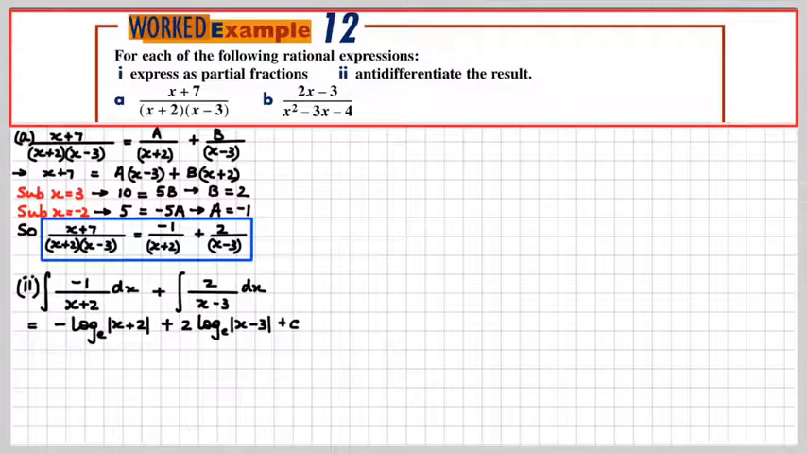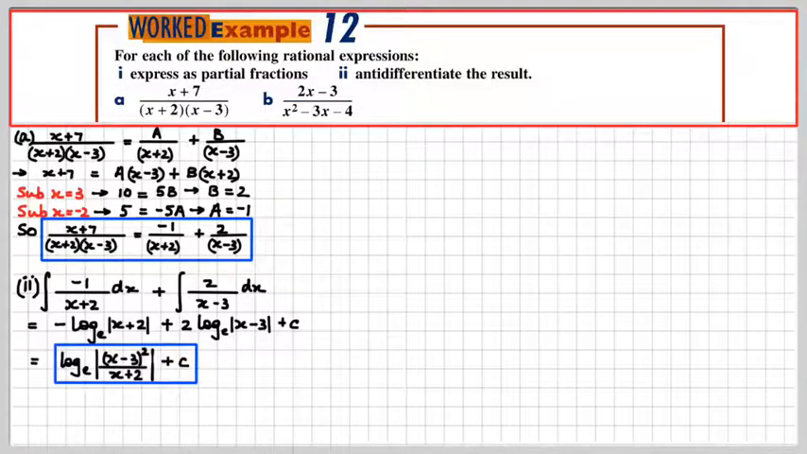Don't forget the c. Now, if you like, you can get all fancy and start using your log laws to make that look a bit prettier, but that is perfectly fine like it is. Unless they ask you for a specific form of the answer, that answer's fine. But I've just gone a bit fancy with the log laws. That's the log of modulus of x minus 3 squared over x plus 2. Yeah, because it's a minus, which means this one divided by the x plus 2 one. Okay, got it? Good. Let's go. B. Okay, what's the degree of the numerator? 1.